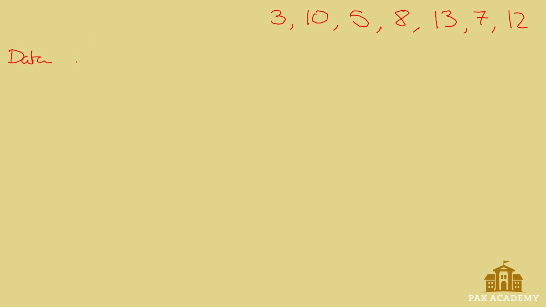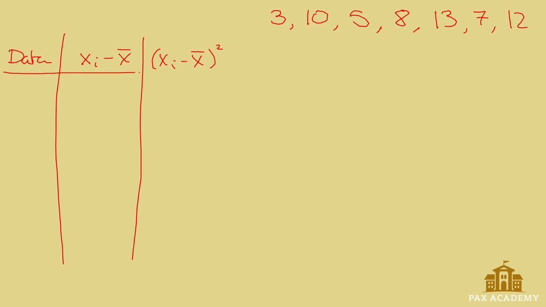Now the table can sometimes be easier to see. So in the table, we're going to have the data, then xi minus x bar, and then xi minus x bar squared. So this is going to be our table. The data we said is 3, 5, 7, 8, 10, 12, and 13.